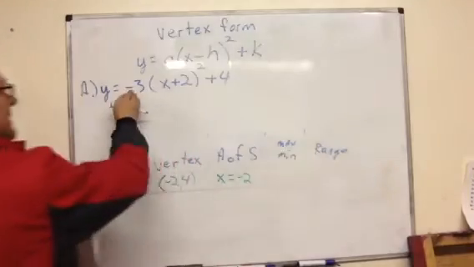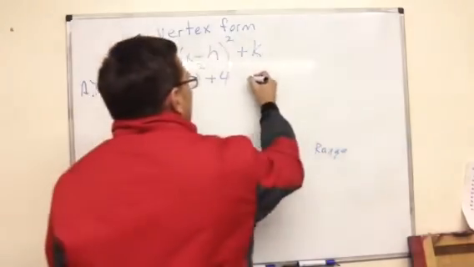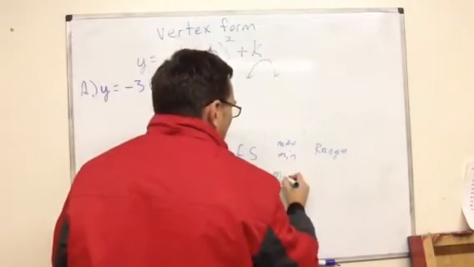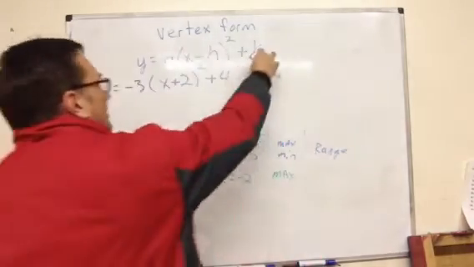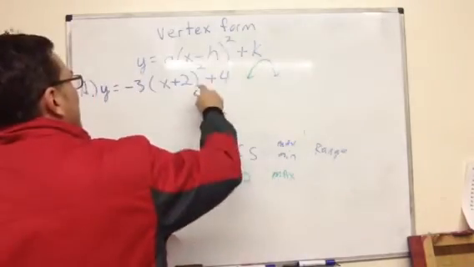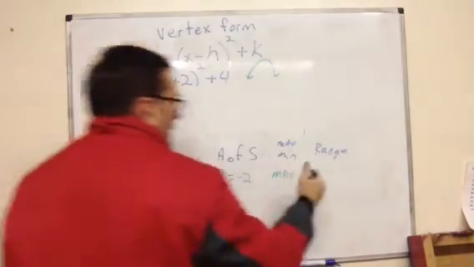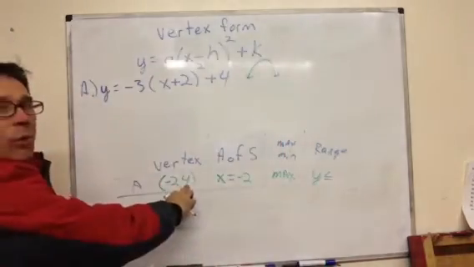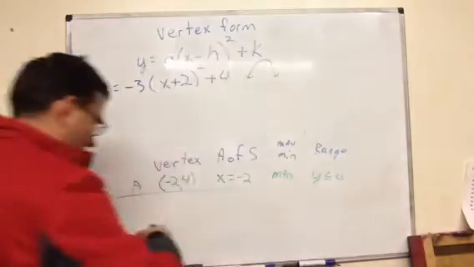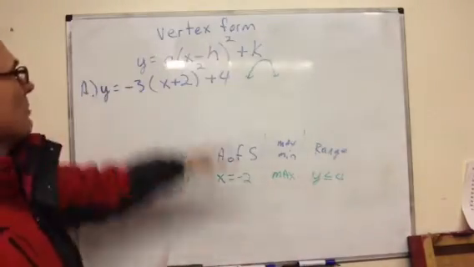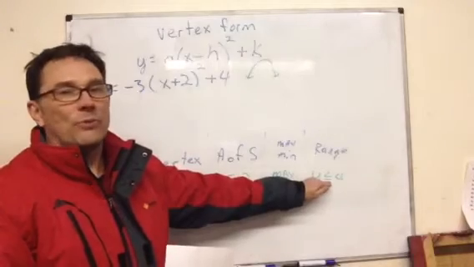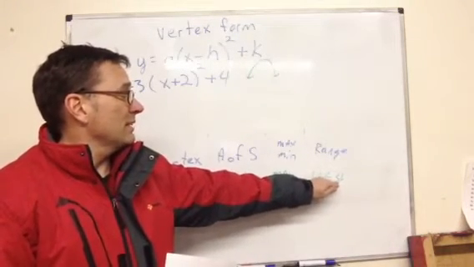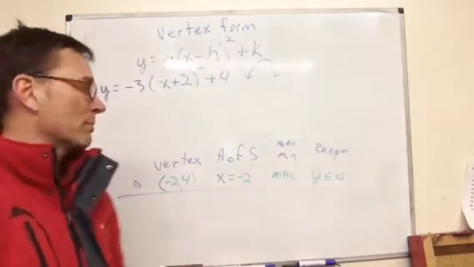Now because our a value is negative, this is going to take this form, so I have a maximum point. And because it's going down, because it's a negative number, it's going to be y less than or equal to our number 4 here. That's our range. So every y value, no matter what number we put in for x, is going to be less than or equal to 4. It could never be 5, 6, 10, 100, but it could be anything equal to 4 or less than it. It could be all negative numbers.